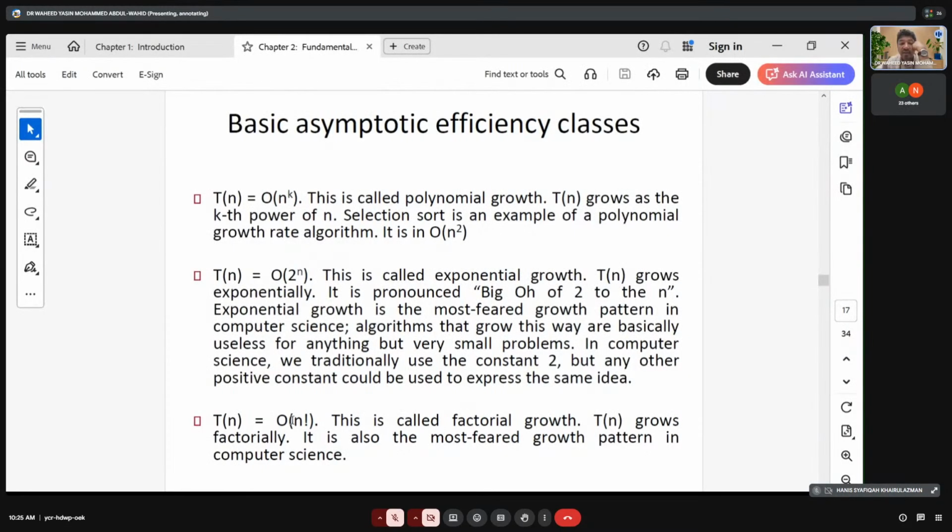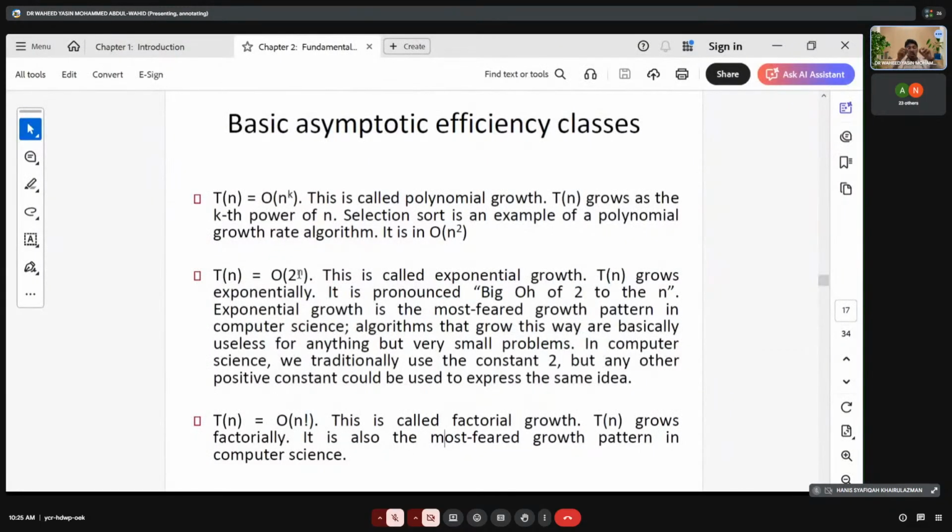T(n) equals O(n factorial). This is called factorial growth. T(n) grows factorially. It is also one of the worst growth patterns in computer science. So here we have to avoid factorial and 2 power n, because the growth is really going up when n is increased.